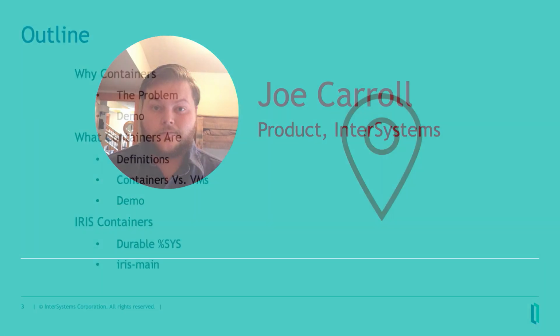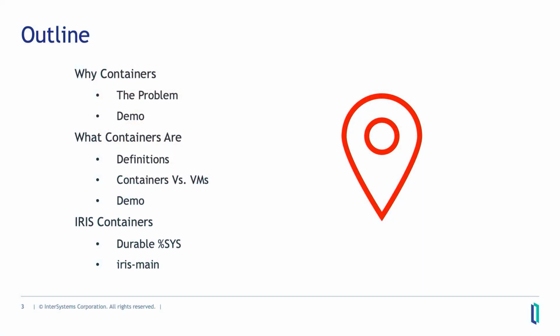I like to start my presentations with an outline to make sure that everybody understands what we're going to talk about and why and where we're going. And if I lose you at any part, we'll come back to the outline and you can reorient yourself and make sure that you know where we're going next. So really this is a why, what, and how of containers with IRIS. So we'll talk about why we want to use containers in the first place, the problem that they're solving for us. There's lots of problems that they solve, but we'll narrow in on the most common problem that people will solve with this technology. I will give you a little demo of that.